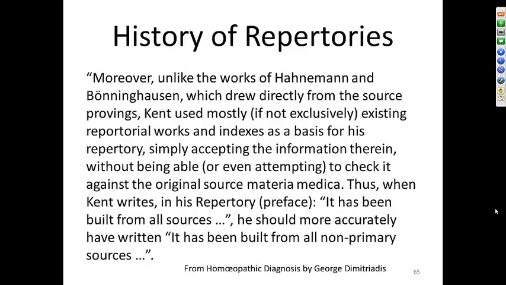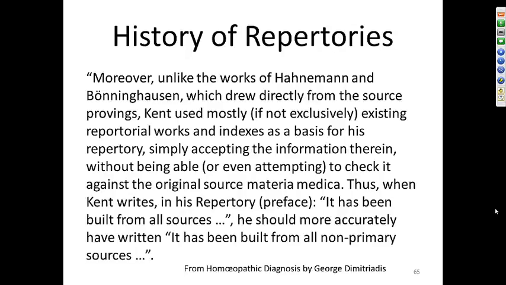And then continuing in the same work, Dimitriadis writes, moreover, unlike the works of Hahnemann and Bönninghausen, which drew directly from the source provings, Kent used mostly, if not exclusively, existing repertorial works and indexes as a basis for his repertory, simply accepting the information therein without being able or even attempting to check it against the original source materia medica.